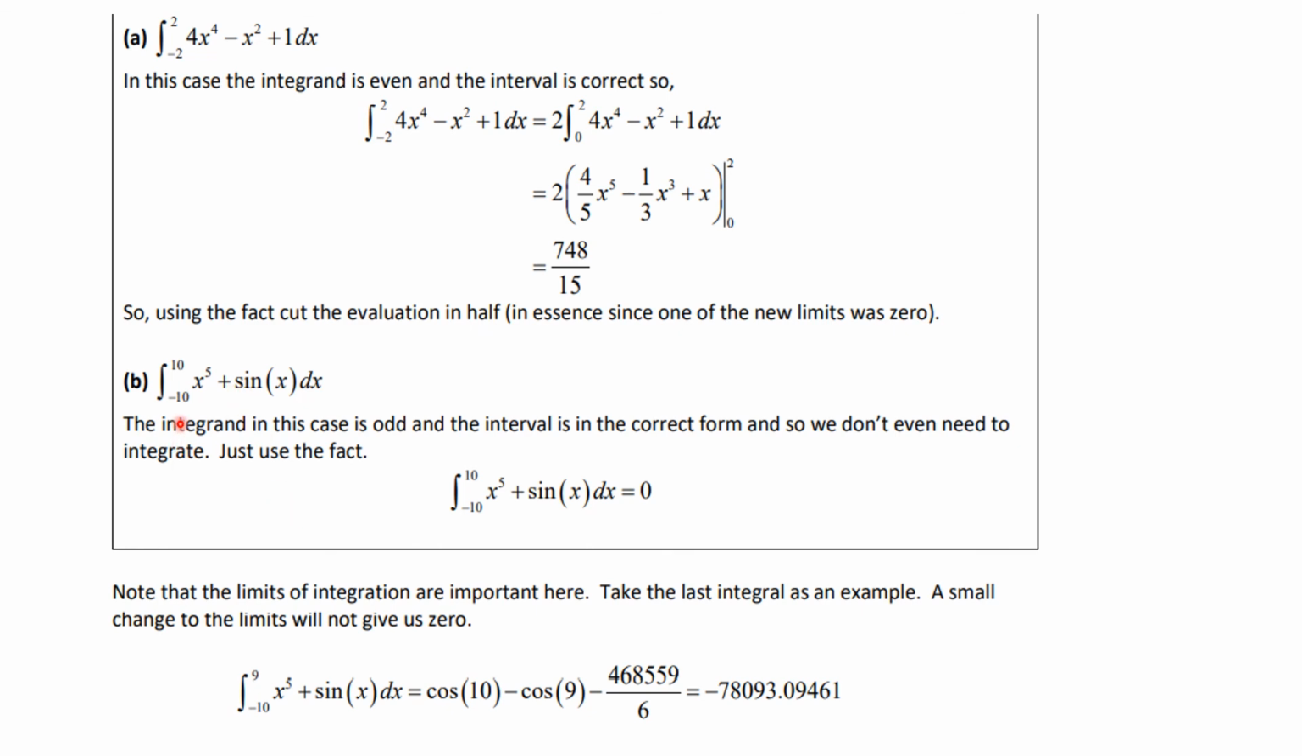Now here is part B, and x to the 5 is an odd function. Sine of x is an odd function, so the whole thing is an odd function, and we're going from minus 10 to 10, so we know immediately that it is 0.